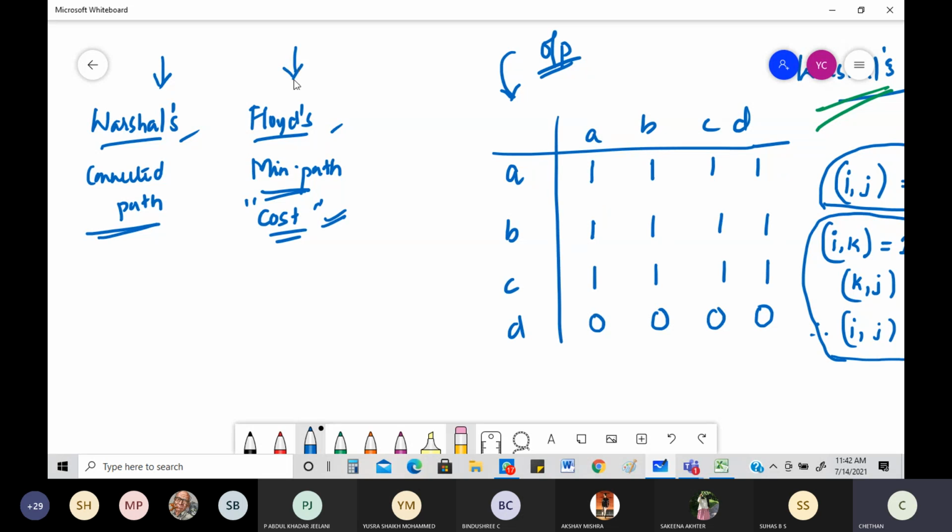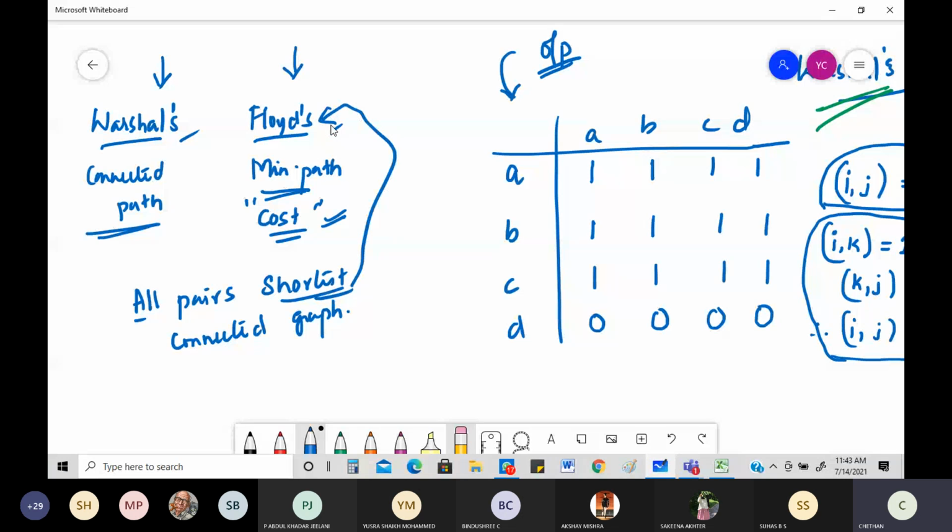What do you think these two come under? They come under a very important thing called all pairs connected graphs. What is the meaning of all pairs? You're checking whether A to A is connected, B to B connected, A to C connected. And if you add one more word, all pairs shortest connected graph, then that will become your Floyd's, because you're talking about whether there is a minimum cost or a minimum path. So there is one extra word that will become your Floyd's. Very, very simple thing.